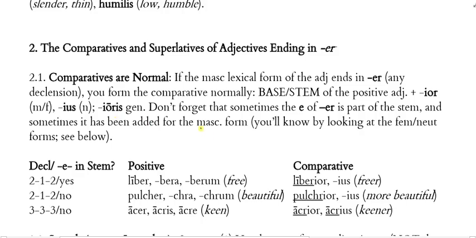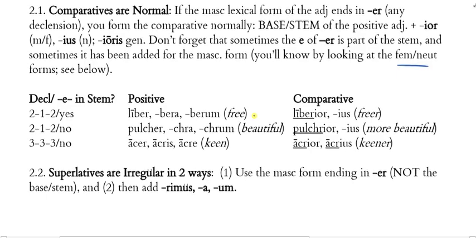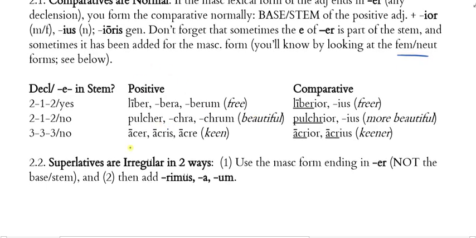All right. Now, don't forget, and this is what's important to remember, that sometimes the e of the -er on the masculine is part of the stem, and sometimes it's been added for the masculine form to break up a consonant cluster. So how will you know whether the e of the -er ending on the masculine singular is part of the real stem or not? You know by looking at the feminine and neuter forms. So I'm laying this out a little differently than Wheelock just to help you remember. In this first column, I specify what the declension pattern is, and then whether the e is actually part of the stem or not.